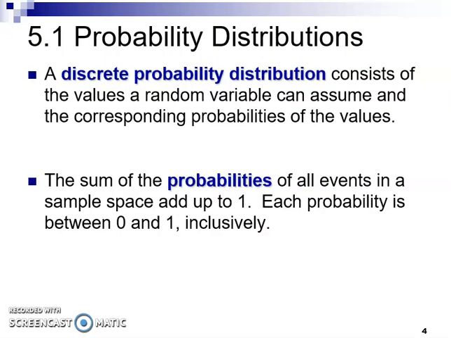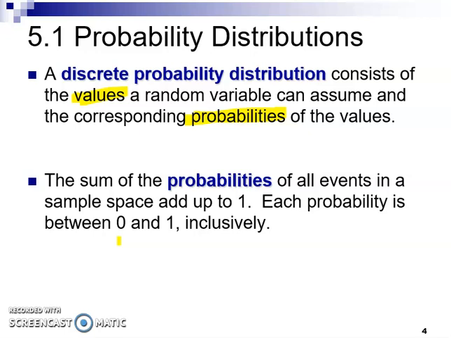Moving on. So a discrete probability distribution consists of the values a random variable can assume and the corresponding probabilities of the values. So we're looking at the values of the random variable and their probabilities. Another fact is the sum of the probabilities of all events in a sample space must add up to 1. And each individual probability must be between 0 and 1 inclusively.